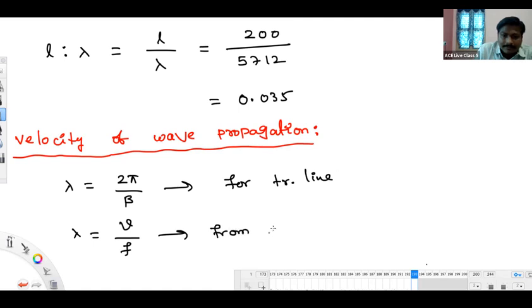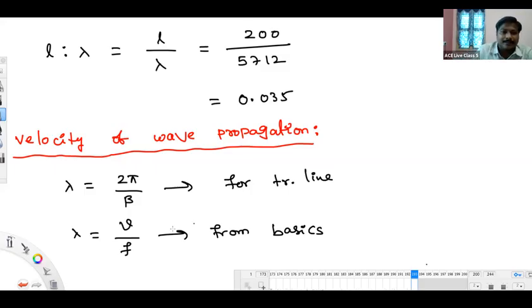From the basics of physics, wavelength is nothing but velocity by frequency. All the problems we are discussing are mostly lossless only. Anyhow, we have taken some alpha also in that, but you don't need to bother about that alpha, which is negligibly small, of the order of 10 power minus 6.